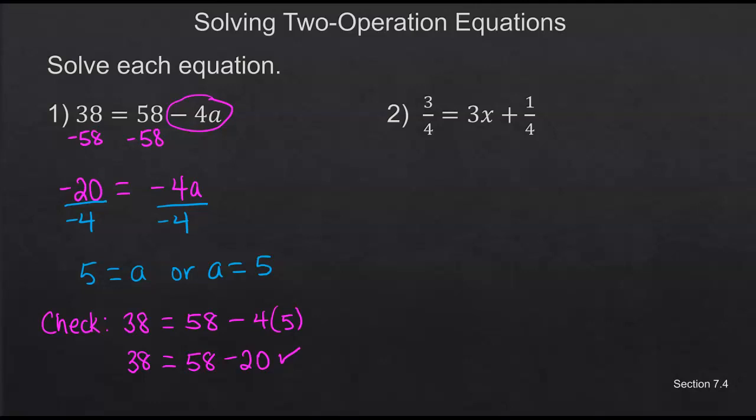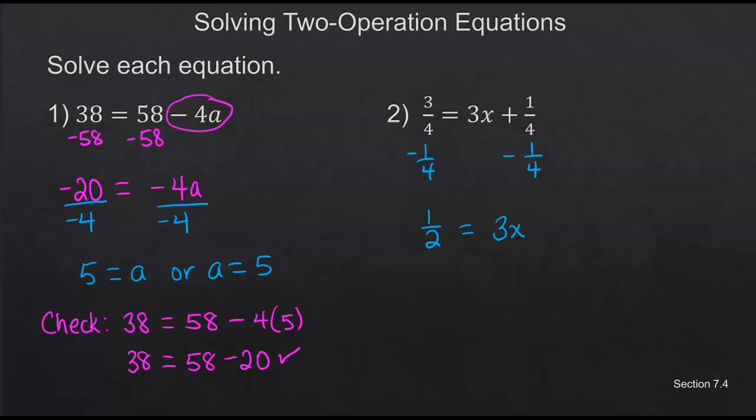So on the second equation, we want to isolate the variable term 3x, and that means that we have to get rid of that 1/4. We want that on the other side, so we subtract 1/4 on both sides of our equation. And 3/4 minus 1/4 is 2/4. 2/4 is 1/2, so we can go straight to that. You would be using your calculators anyway.